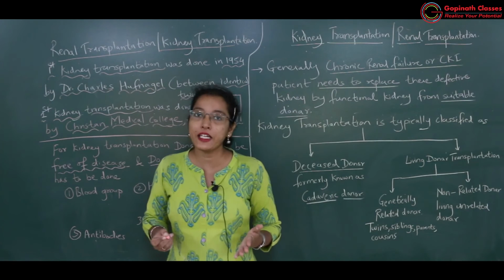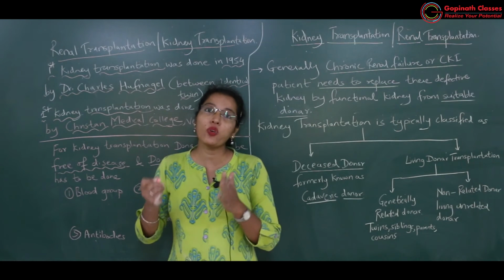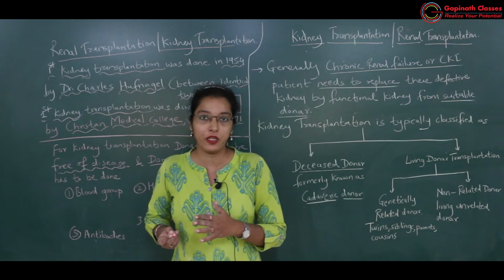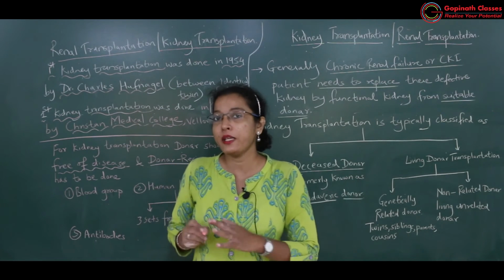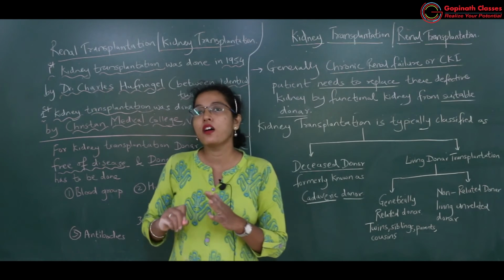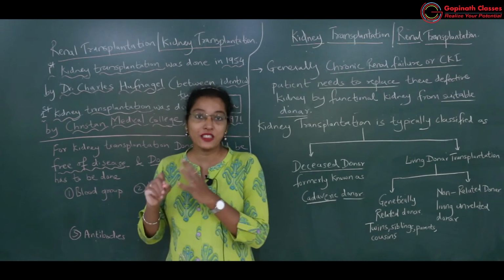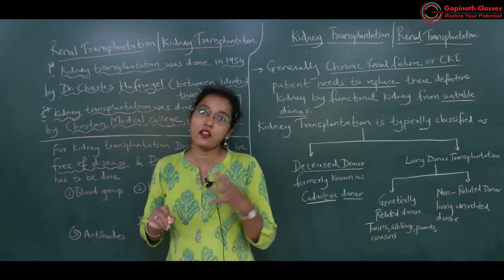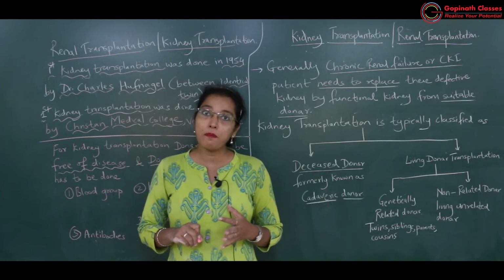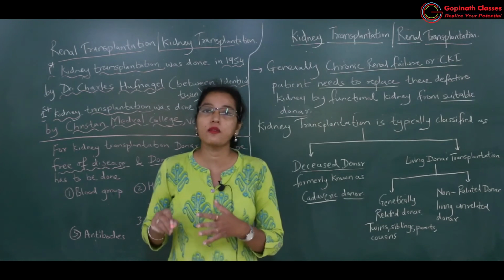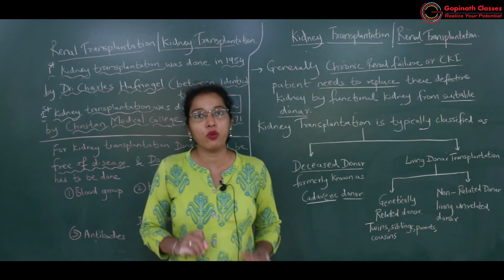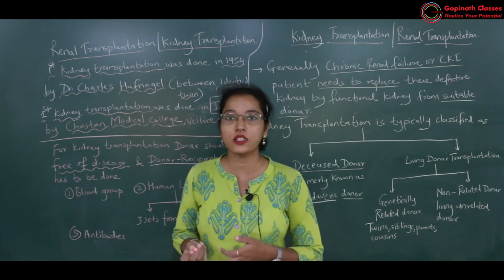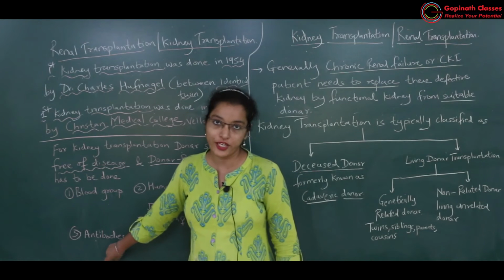Because antibodies in the blood increase whenever any pathogen invades the body. Okay, so if a specific antibody is more in the donor's blood, that is indicating that there are chances of pathogen invasion in the body of the donor. Okay, so that's why which type of antibodies are present in the donor's blood is also checked.